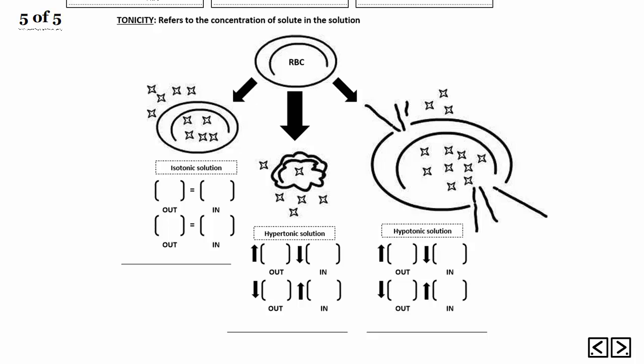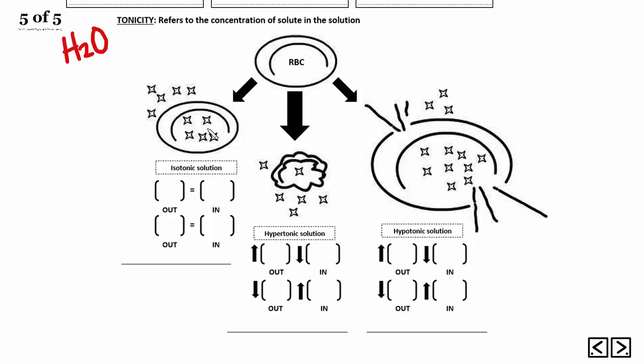The last thing that I want to talk about in this video is the concept of tonicity. And really, we're going to be looking at the movement of water, H2O. That's an O there, not a 6. Let's get rid of that. There we go. The movement of water.